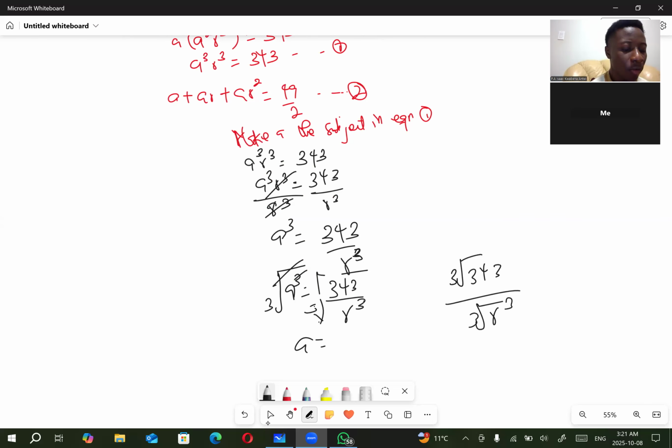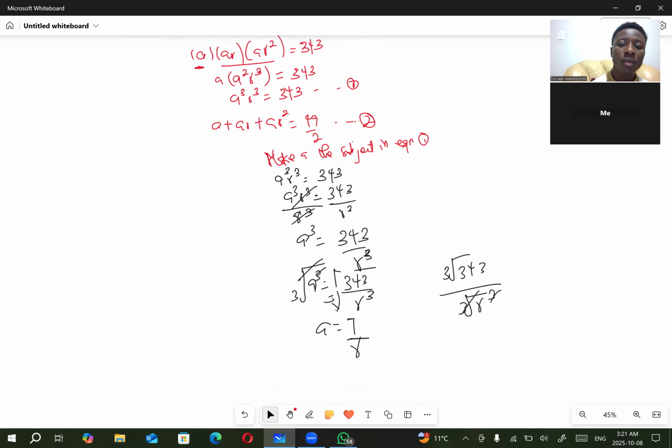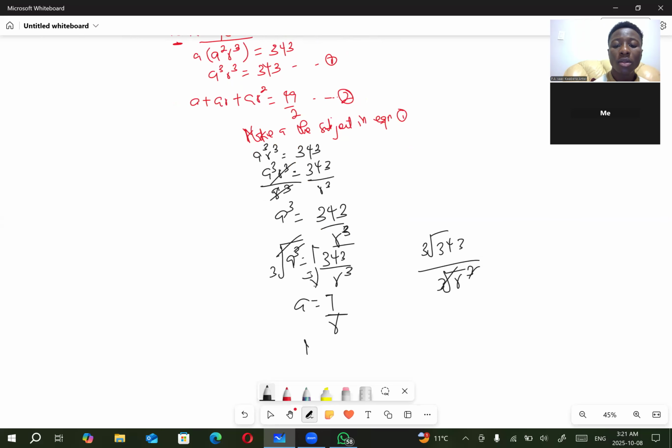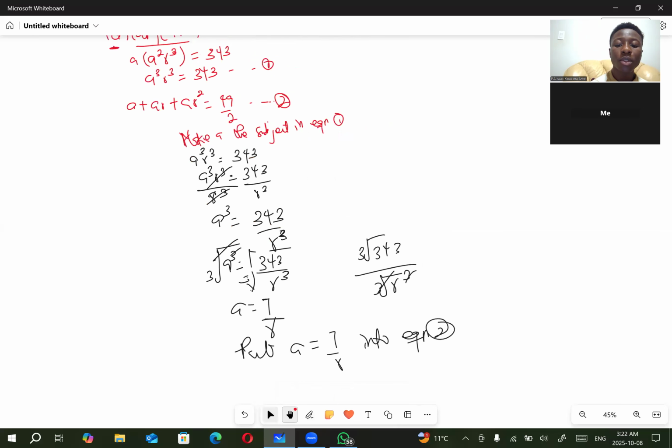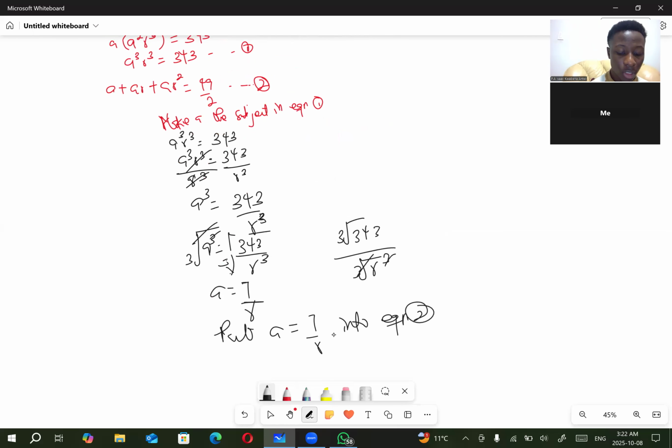Cube root of 343. I'm hoping it gives us a simple number. It did. So it's 7 over cube root of R cubed. The cube root will cancel the cube, and you are left with R. So 7 over R. This would be very simple. Now I said make A the subject, so put A equals 7 over R into one of the equations. No, you don't substitute into the equation you did the change of subject from. You understand?